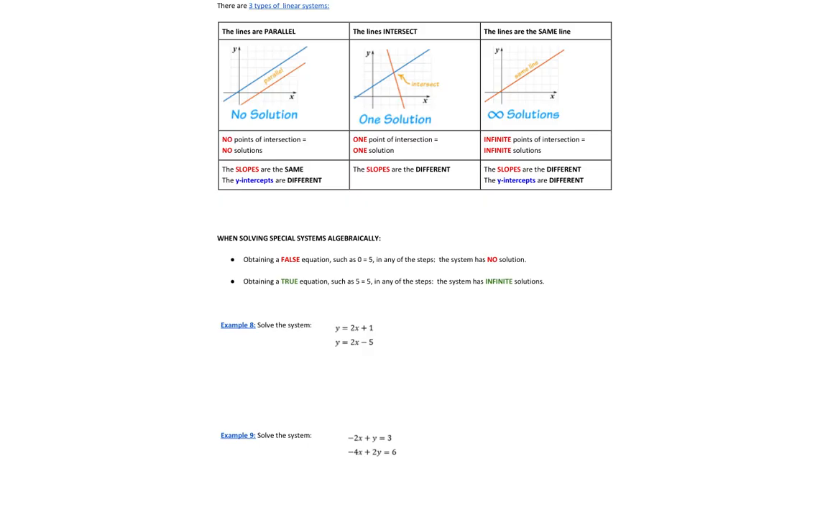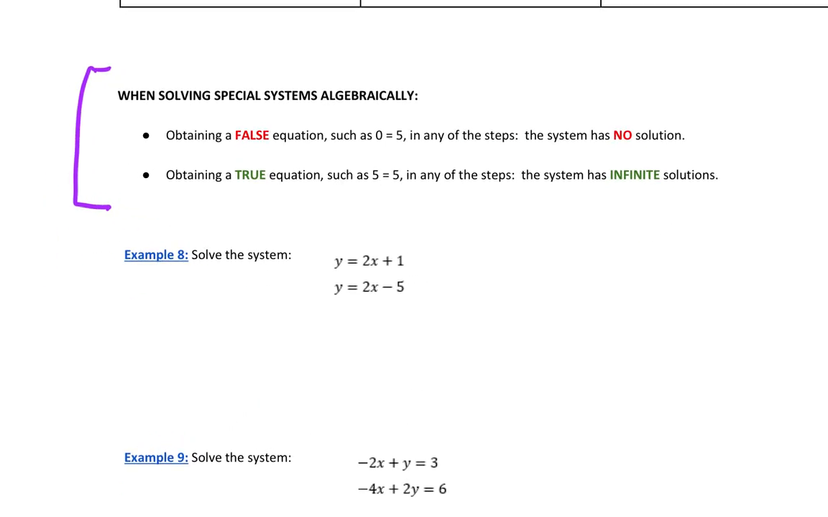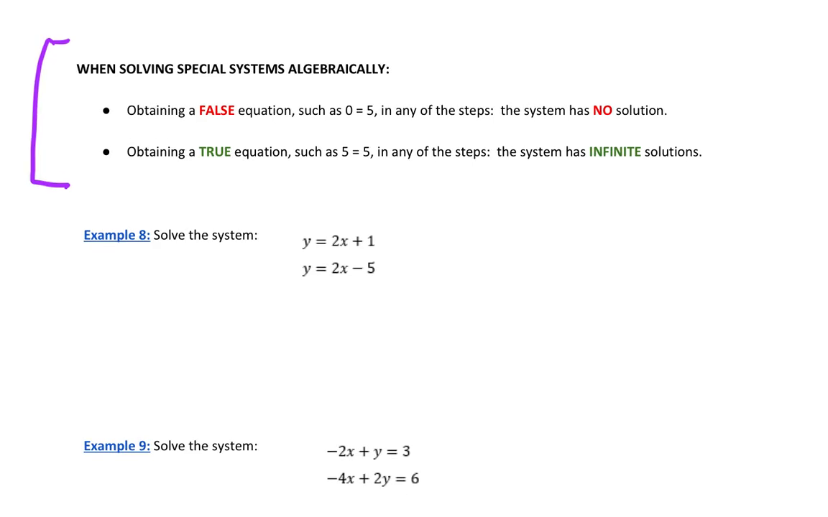On this page, we are looking at some special cases where we could end up with no solution or infinitely many solutions. You can read this on your own time. I'm going to read this part down here. When solving special systems algebraically, if we work through the problem and we get a false equation at the end, like 0 equals 5, that is not true, then the system has no solution. Otherwise, if you work through the problem and all the variables go away and you end up with a statement that's true, then the system has infinite number of solutions.